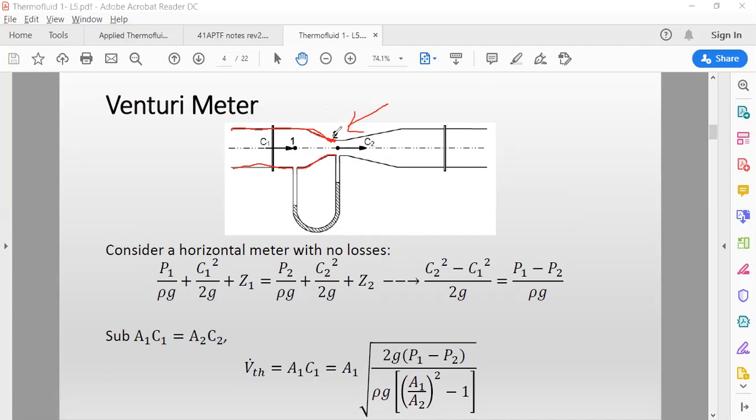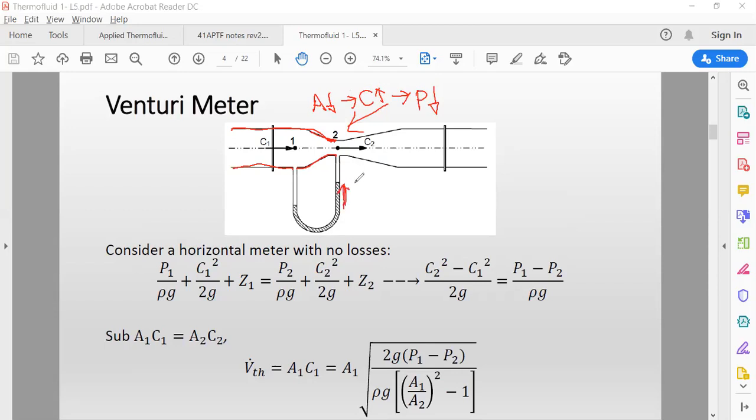So we will expect that when the cross-sectional area A is reduced, it means that the velocity will increase. When the velocity increases, the pressure will drop, as we mentioned previously in the previous slide. So this pressure drop will result in a higher reading here. Can you see?